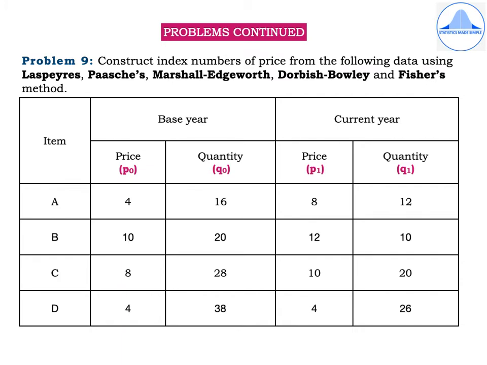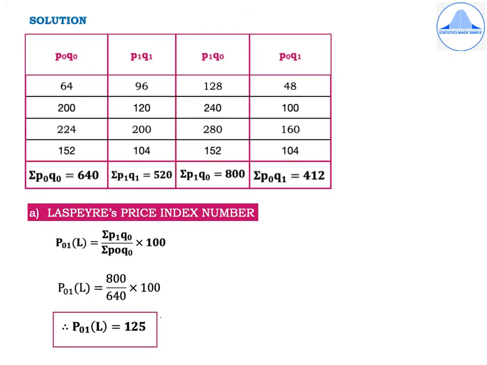10, 20, and 26. Now the first step is to mark the price in the base year as P0, quantity in the base year as Q0, price in the current year as P1, and quantity in the current year as Q1, which I have done in pink color. To find the 5 index numbers, we first need to form a table with the columns as P0, Q0, P1, Q1, P1 Q0, and P0 Q1, which I have indicated under the solution.